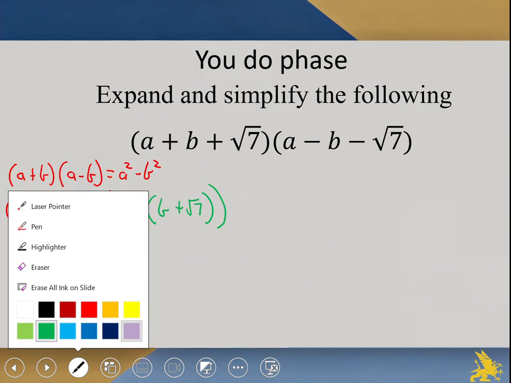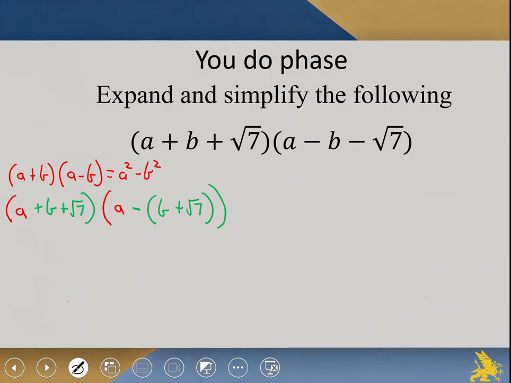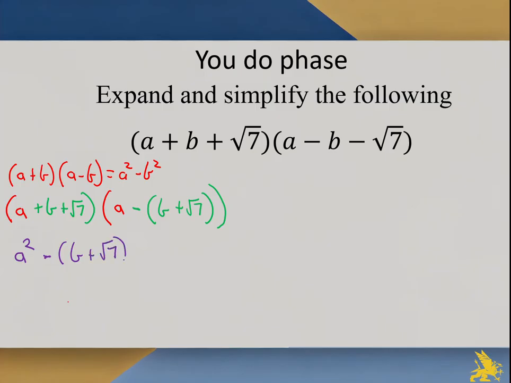So this helps us. So we don't get confused with colors, I'm just going to change again and make it purple. So if we rewrite this as a squared minus b squared, I've got a squared and I've got my b squared. And my b will be, in brackets, b plus square root 7 squared. So now I've used the difference of two squares. So I've got a squared minus, in brackets, b plus square root 7 squared.